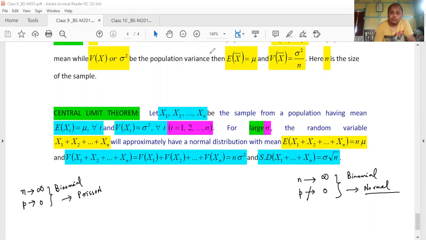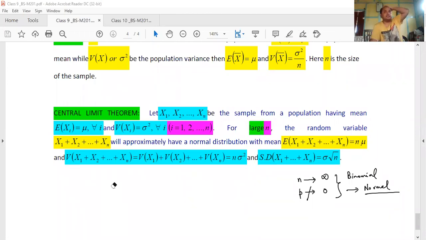But with the central limit theorem, we already know that almost every distribution, under the condition that the sample size is increased, tends to follow a normal distribution. It's a very important theorem, and the central limit theorem is often asked in the examination.